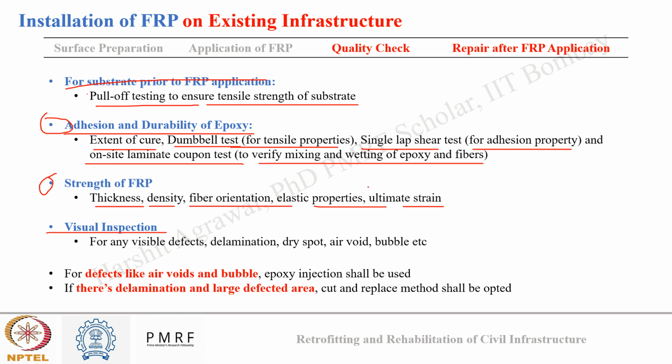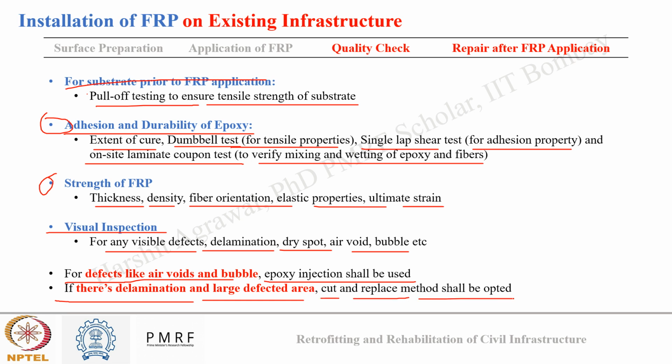Once my FRP is installed, are there any visual defects? Is there any delamination? Are there any dry voids, air voids, dry spots or bubbles that we should check? If we find any defects like air voids and bubbles, we should go for epoxy injection as a repair method after FRP application. And if we find any delamination or a large affected area on the FRP, we should cut and replace the FRP to ensure that proper FRP strengthening has occurred.